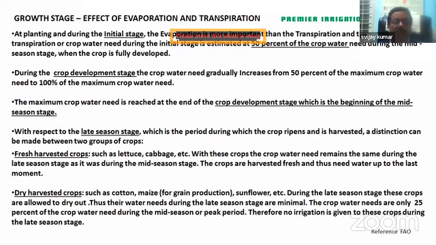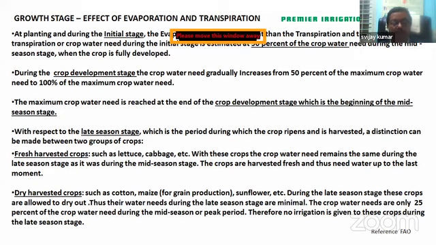In the late season stage, we have again a distinction given by FAO. What is that? Some crops like freshly harvested crops like cabbage, lettuce and all that, here the crop water need is right there till the end of the late season, as it was there in the mid-season, which is the highest water requirement. And these crops have to be harvested fresh and they should have a lot of water in them. So up to the last minute, you will have to continue to give water.